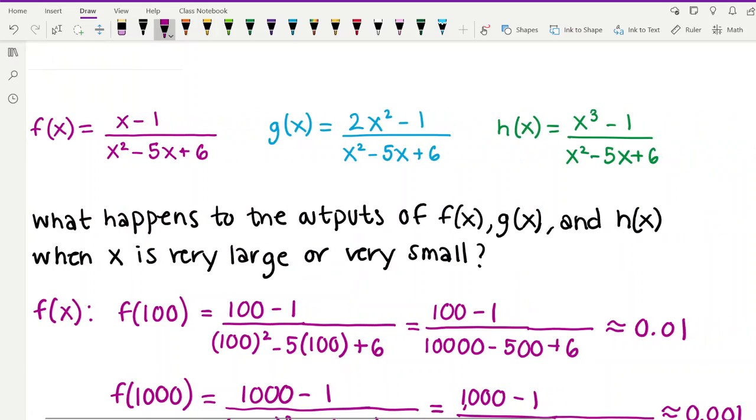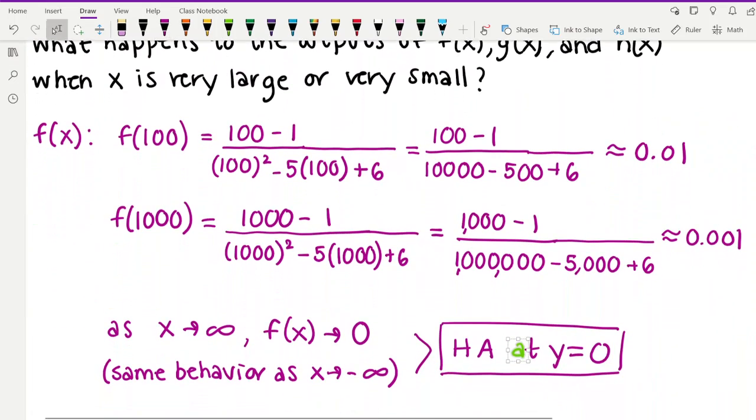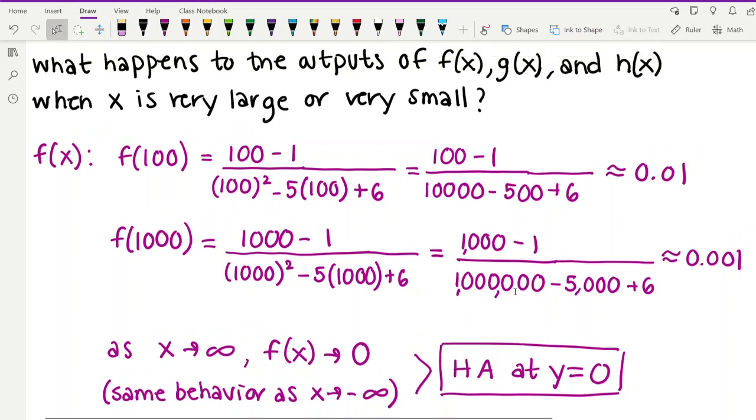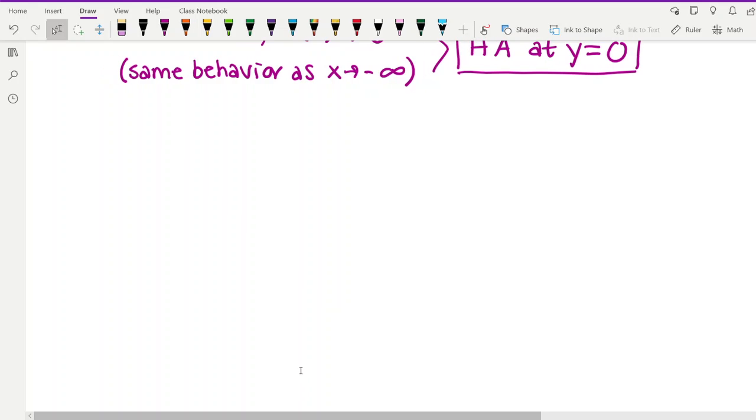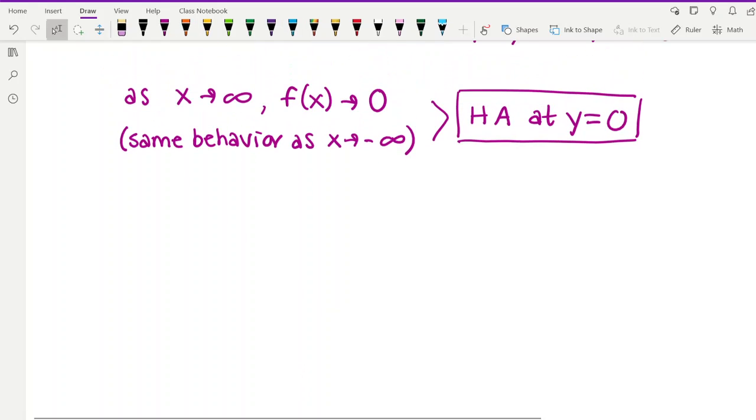You definitely can. It's a good way to make sure you understand what's going on. But from here on out, you can feel free to just use that rule in order to determine whether something has a horizontal asymptote. Okay, so let's see what happens differently or similarly with this next one.